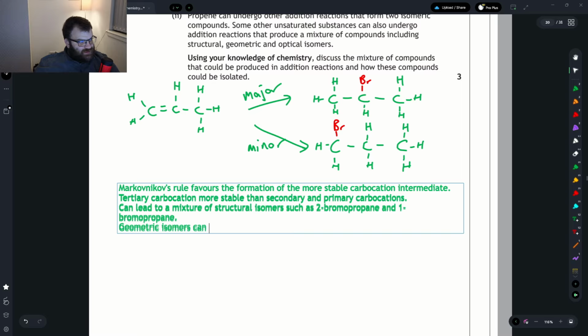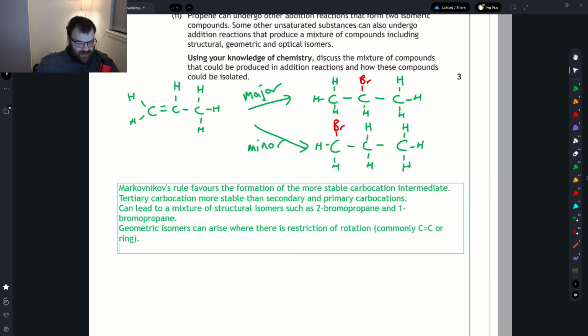Next, we can look at the geometric isomers. That will tend to happen when you've got a carbon-carbon double bond or a ring structure. Cis isomers have both groups on the same side of the carbon-carbon double bond or ring, and trans on opposite sides.